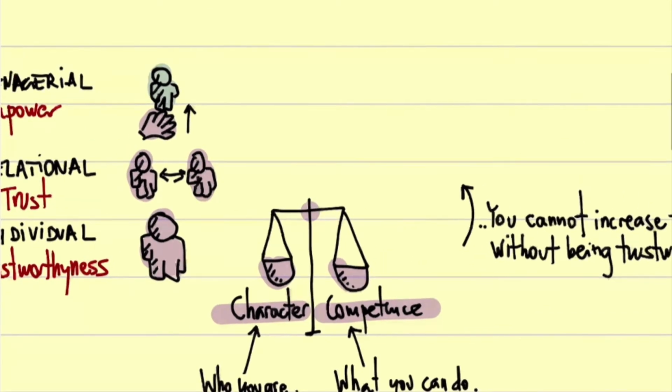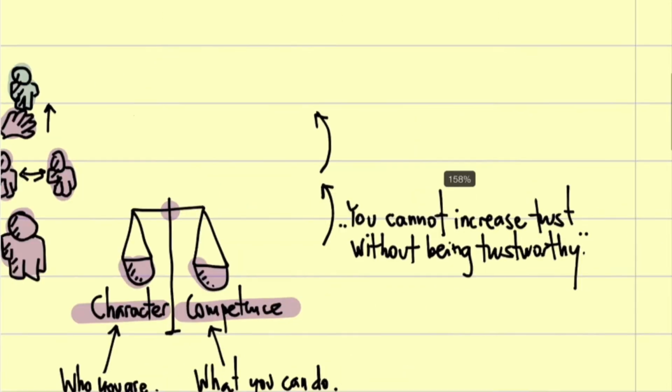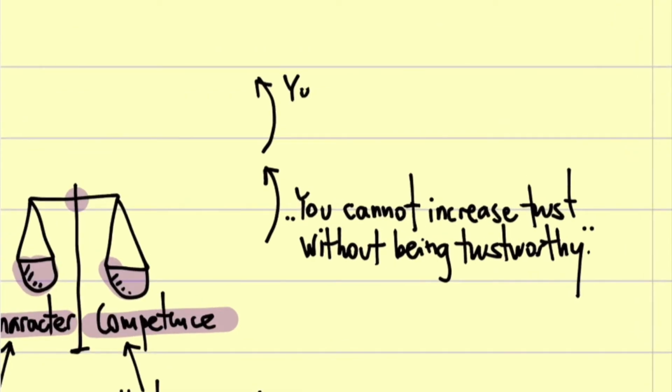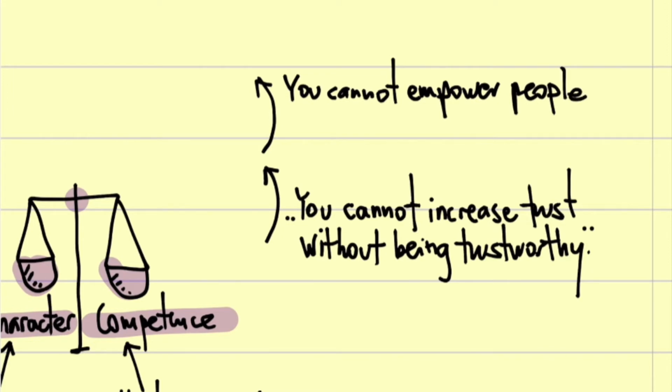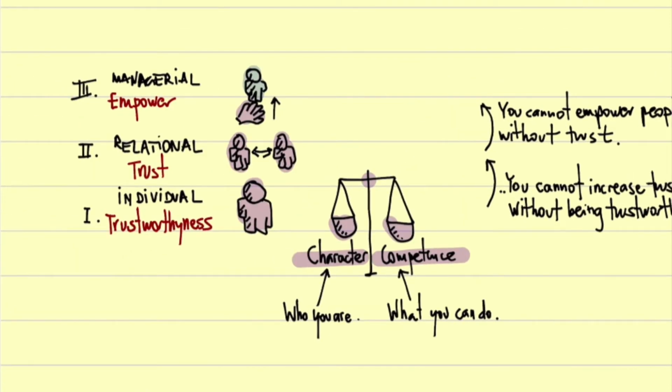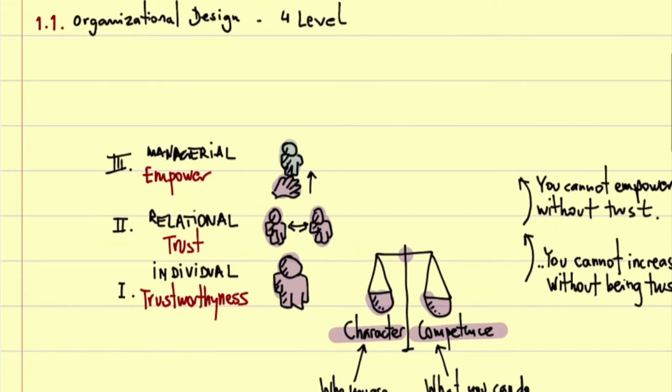The funny thing is that the price you have to pay for not having trust-based relationships is that you cannot empower people or processes. Without trust, no empowerment. Without trustworthiness, no trust. So it all boils down to your individual characteristics: who you are and what you can do. But mostly who you are, because a lot of people can do what you can.